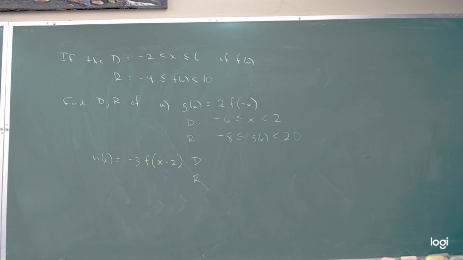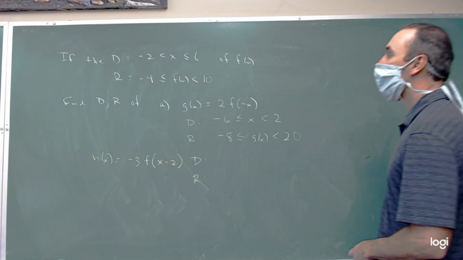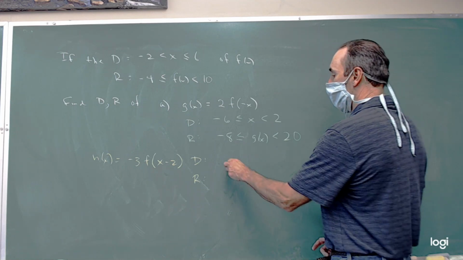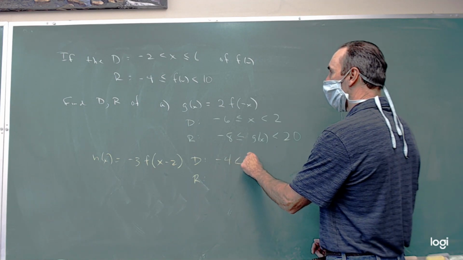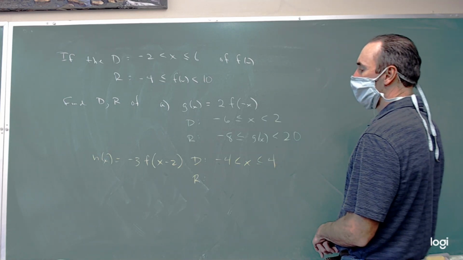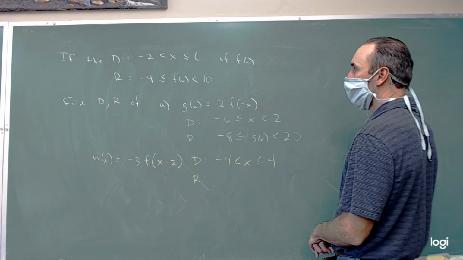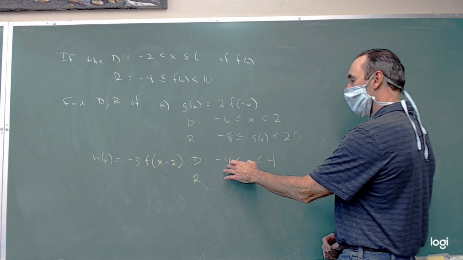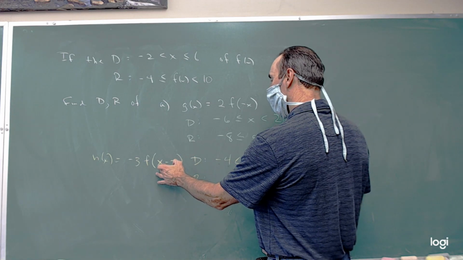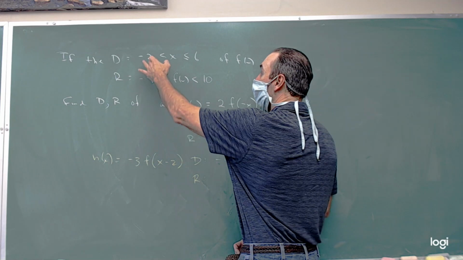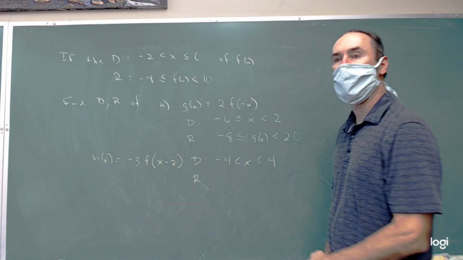All right, Emma, you want to give it a shot for the domain? What do you think? Negative 4 less than x less than or equal to 4. I don't think that's right, though. Because if we plug this negative 4 in for that x, it would give us a negative 6, which is not in our domain.